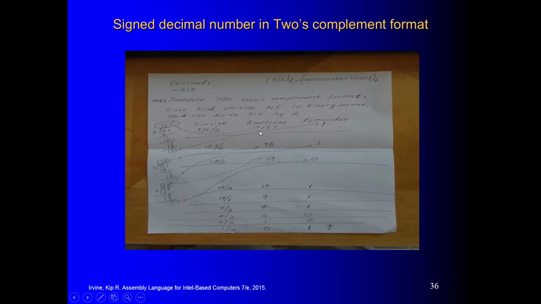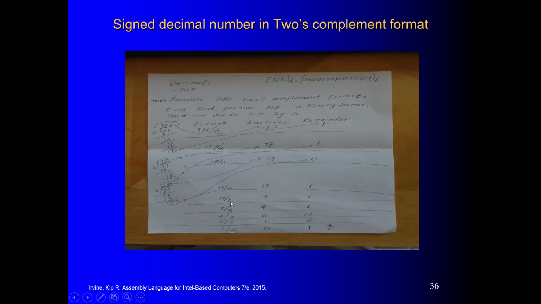After you have your first quotient, you continue to divide 157 by 2. You get a quotient 78, so you copy it to here, and you get the remainder 1. You put it down here. Continue with 78, you divide by 2, and you get the quotient 39. Your remainder is 0. So you follow the same logic, and you divide 39 by 2, and get 19.